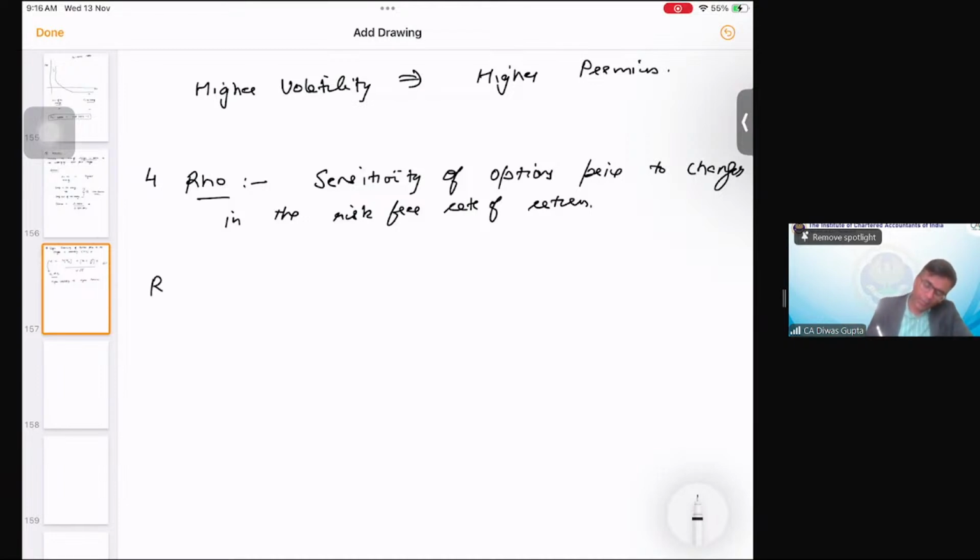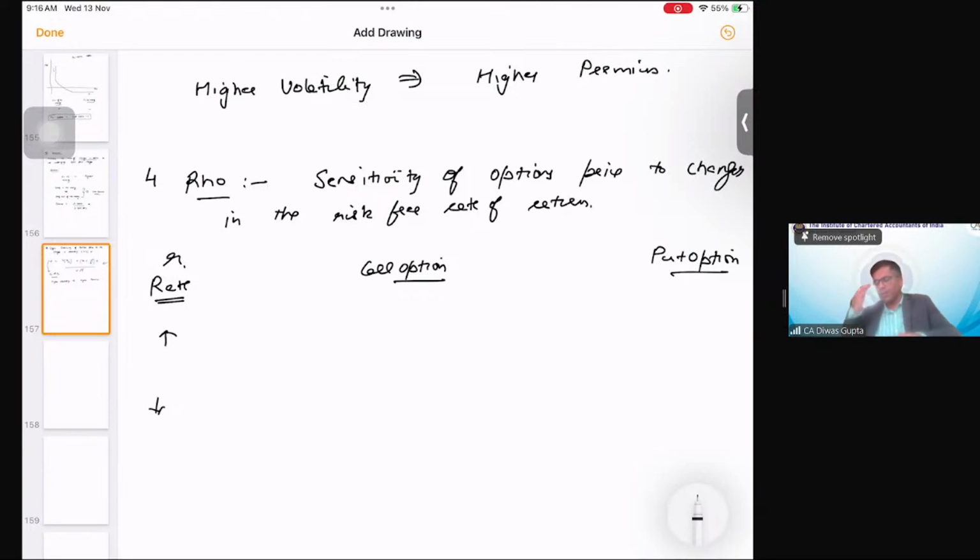Now let me put here a simple thing. Call option, put option. So this is R actually, right? Which is the risk-free rate of return. So if the risk-free rate of return goes up, can anyone tell me what will happen to the call option? Whether the price of the call option will go up or down? Up. Very good. And what about the put option?